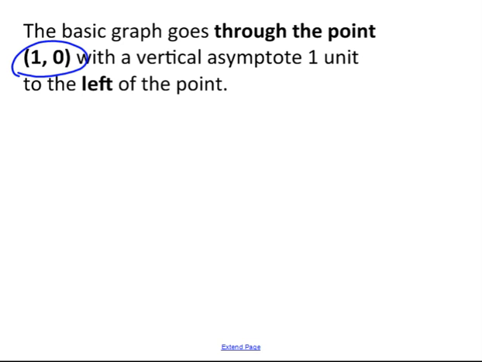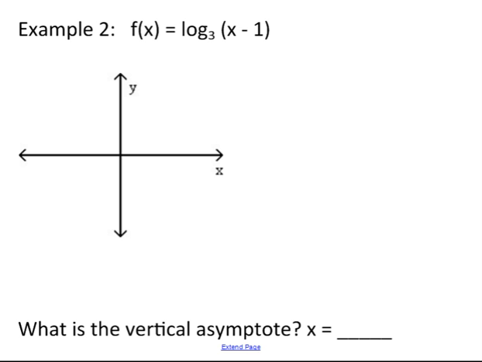The point (1, 0), that's the point that you're going to be shifting, and don't forget about the vertical asymptote. So let's suppose I want to graph log base 3 of (x minus 1). Again, it doesn't matter what this number is. All of the logarithmic graphs are going to look the same. They're all going to go through this point unless we shift them.